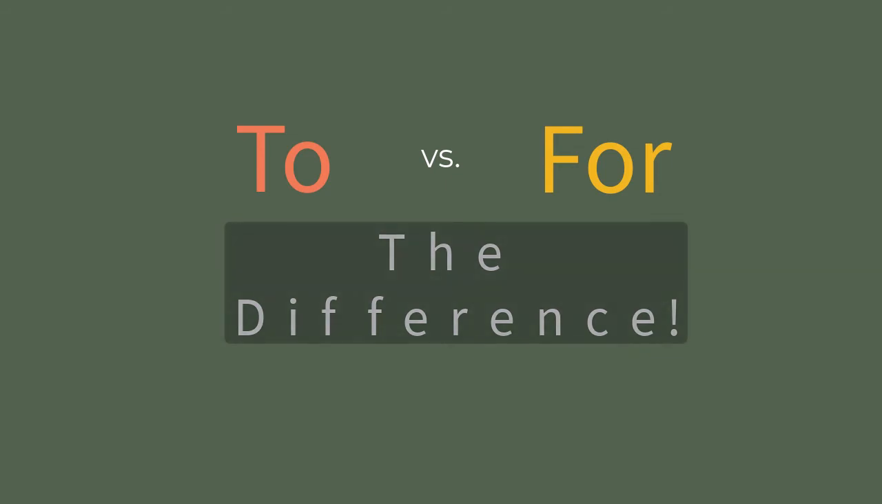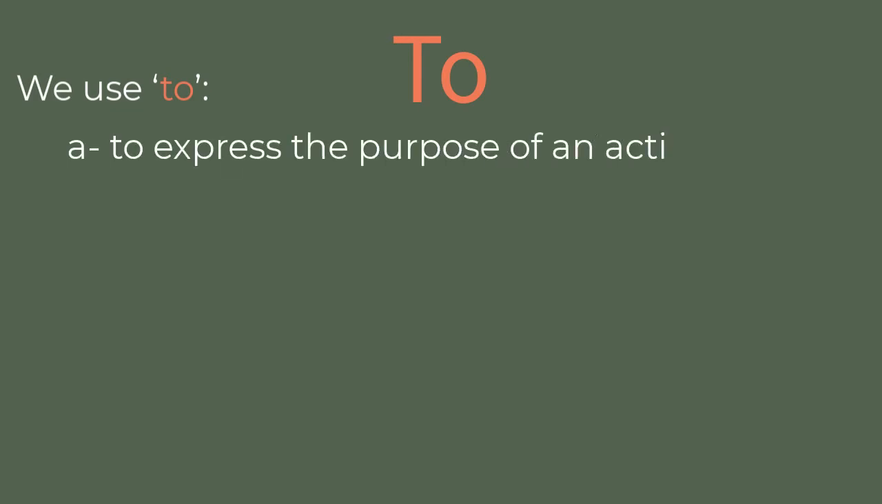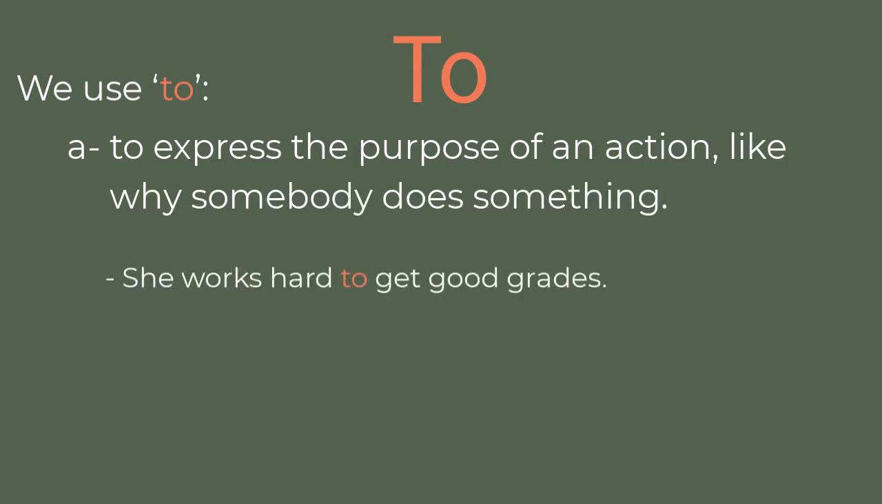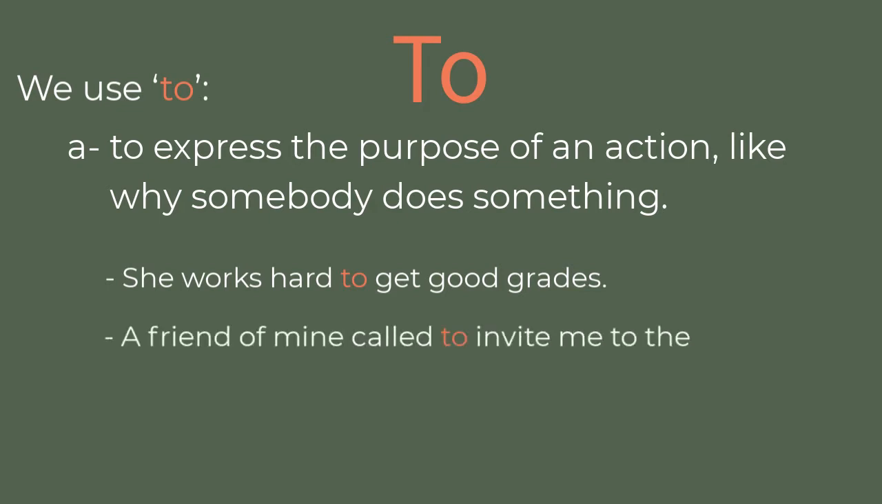First of all, we're going to talk about "to". We use "to" to express the purpose of an action, like why somebody does something. For example, she works hard to get good grades. A friend of mine called to invite me to a party. They shouldn't have joined the fight to impress us.